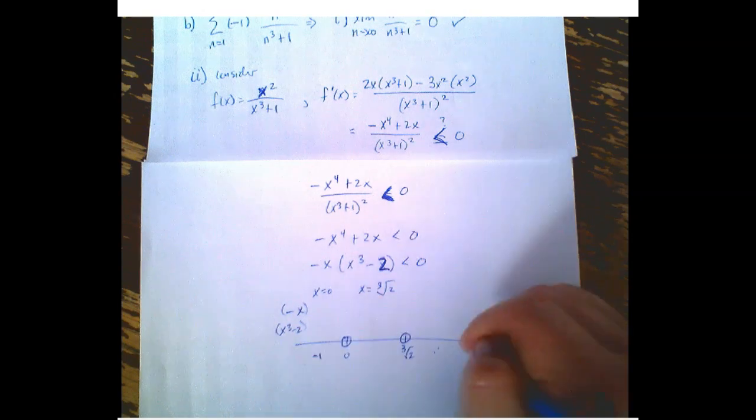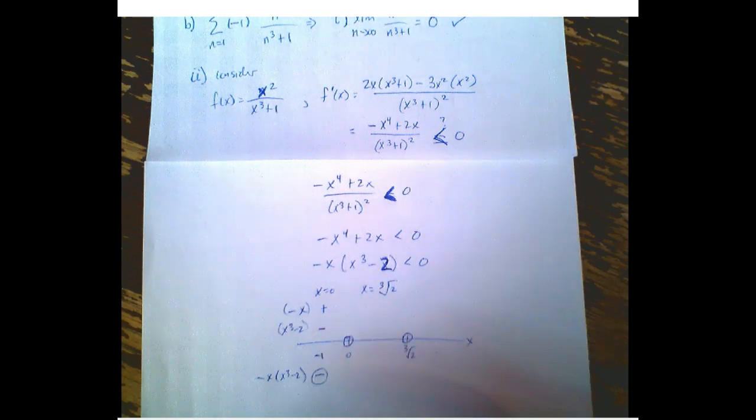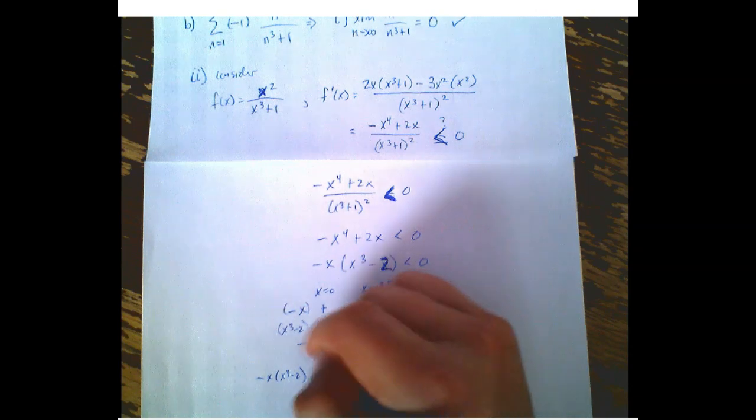So like negative 1. If x is negative 1, what's the sign of this guy? Well, that would be a positive. If x is negative 1 here, this would be a negative. Therefore, negative x times x cubed minus 2 is negative in this region for all values here. So that would be a solution set, right?